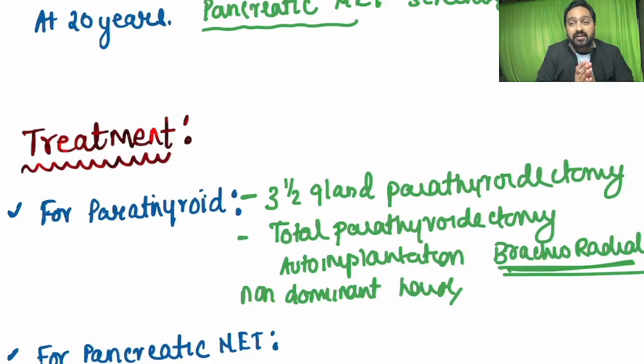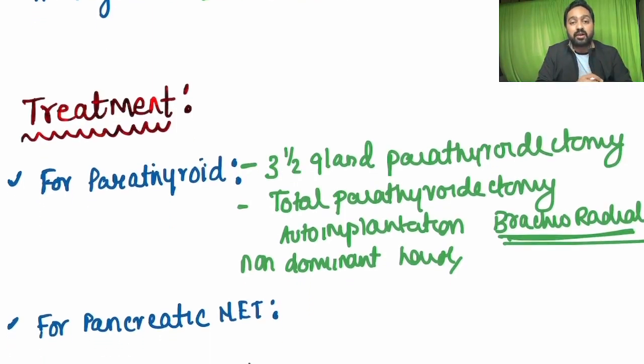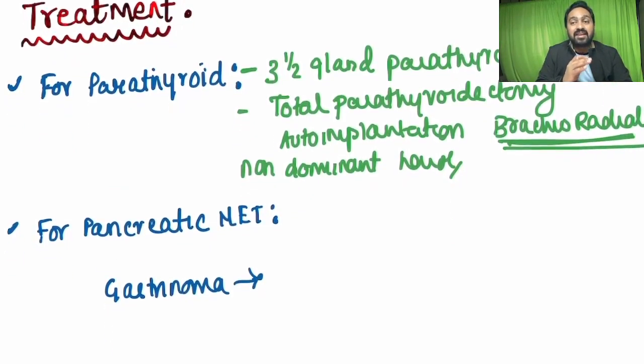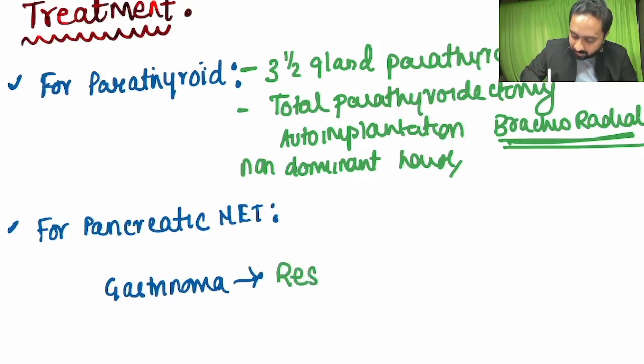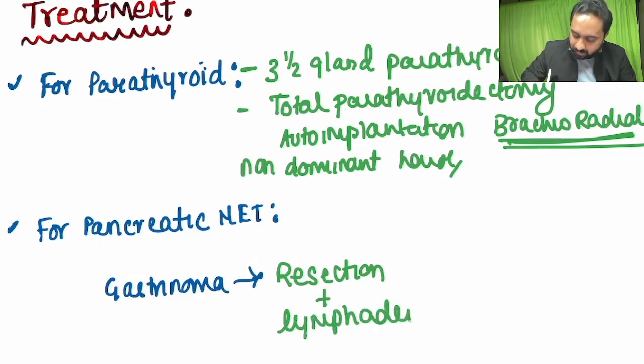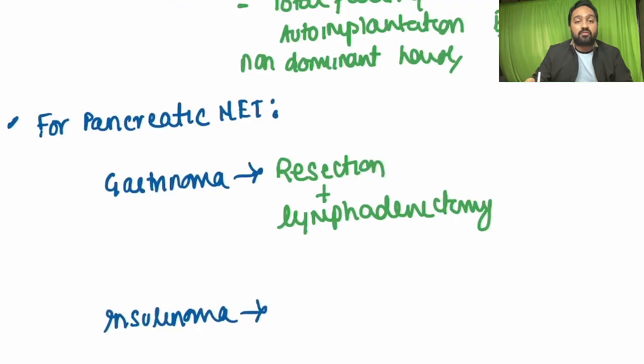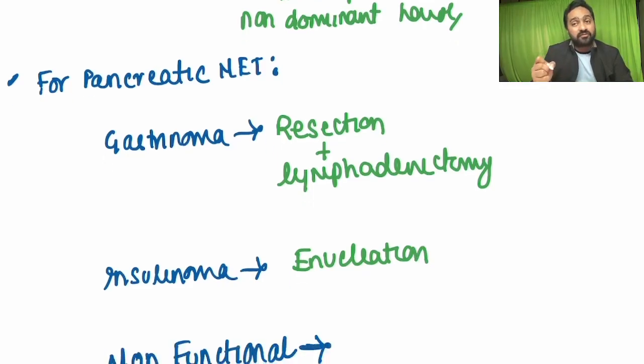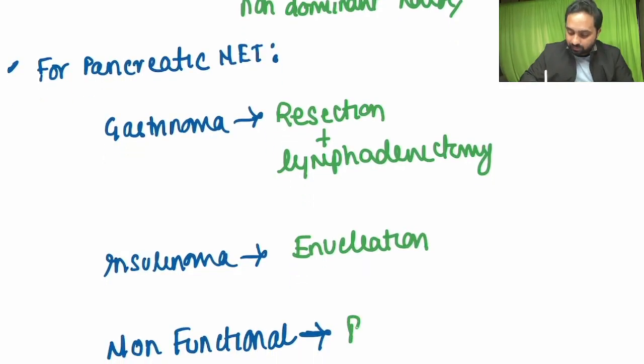Now, if total parathyroidectomy is being done, then an autoimplantation is to be done in brachioradialis muscle in non-dominant hand. Now, in cases of pancreatic neuroendocrine tumor, we know the most common is the gastrinoma. So, what do you do in gastrinoma? You would be requiring a resection plus lymphadenectomy. Now, in case of insulinoma, you might be requiring an enucleation, and in case of a non-functional tumor, again you would be requiring a resection, right?